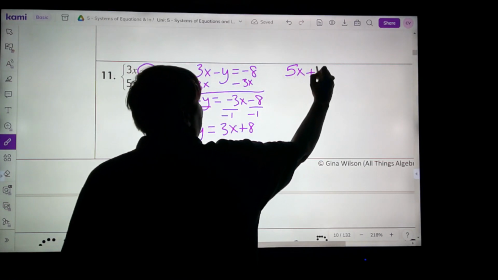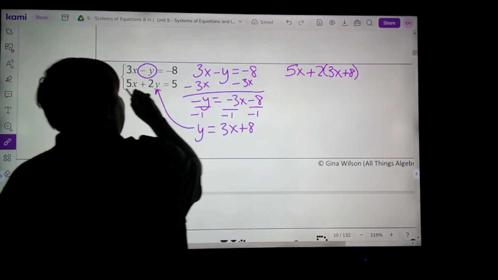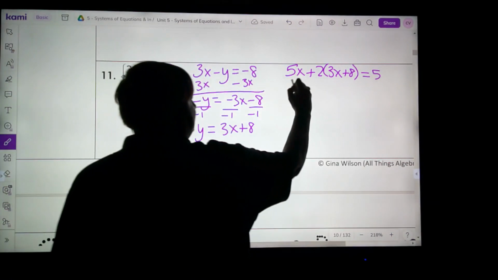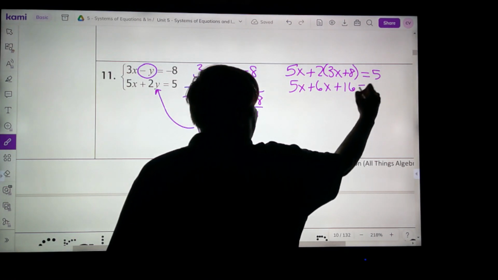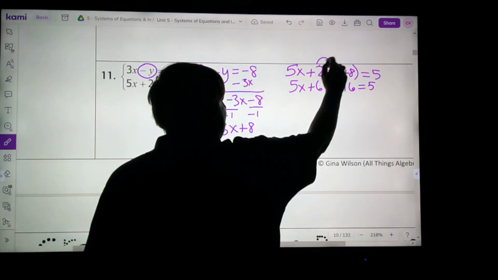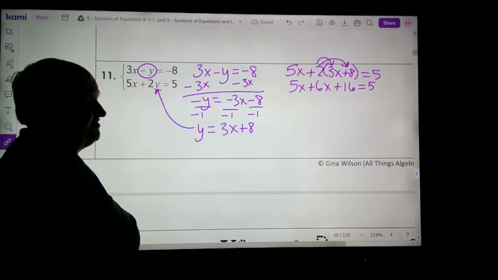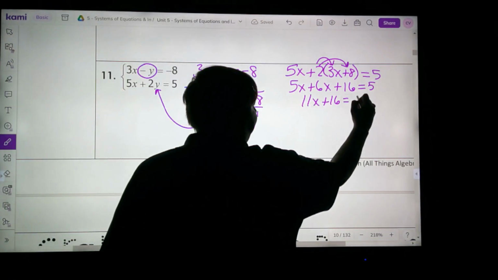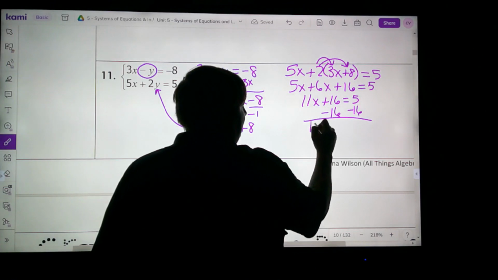5x plus 2y equals 5. Distribute: 5x plus 6x plus 16 equals 5. Make sure to multiply everything inside by what's outside. Make sure you distribute it to everything inside the parentheses. Combine your like terms. Solve for x. Solve for the missing variable.